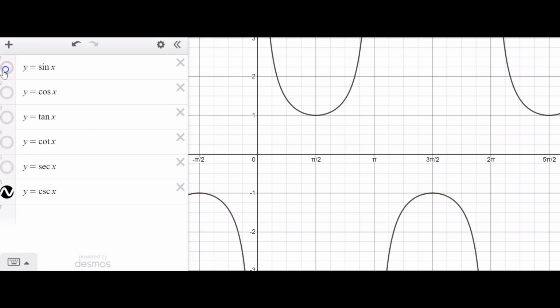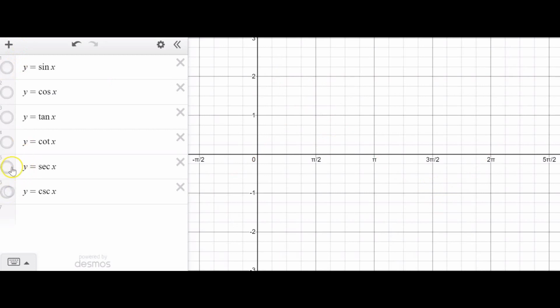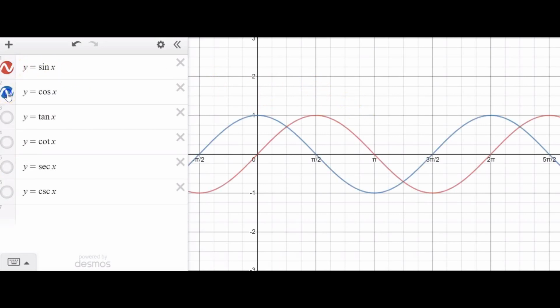Okay? All right, so that's it. These are the 6 basic graphs of trigonometric functions. The last thing we're going to do is we are going to look at what we call transformations of sine and cosine.